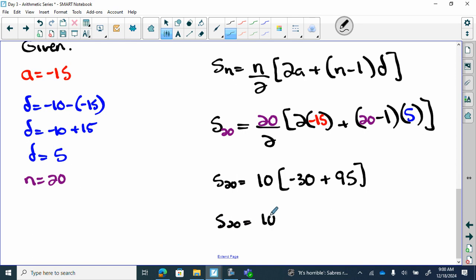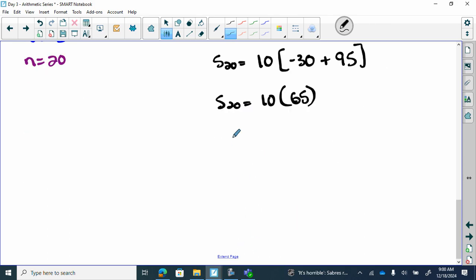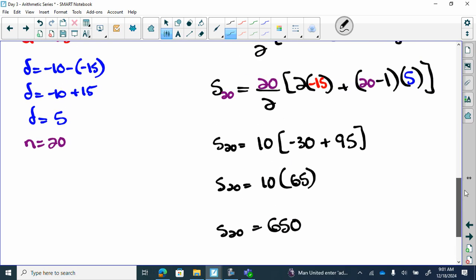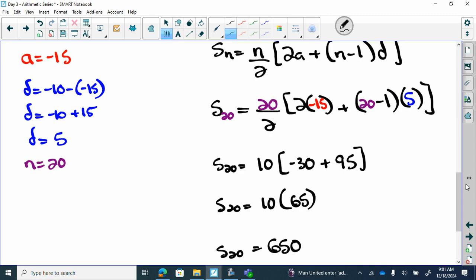S20 is going to equal 10. What's negative 30 plus 95? 65. What's 10 times 65? 650. The first 20 terms are going to add up to 650.